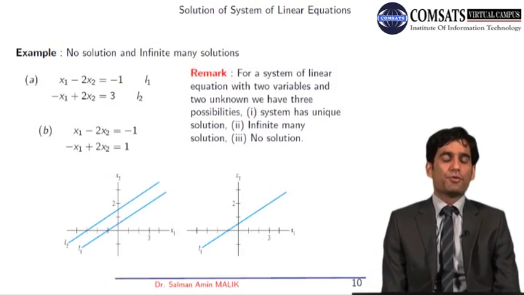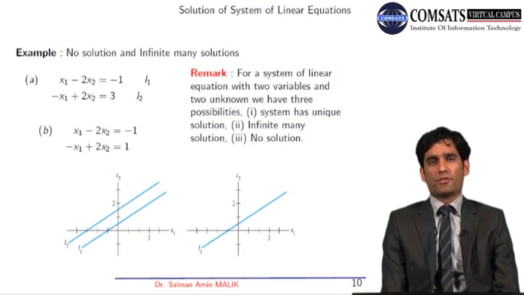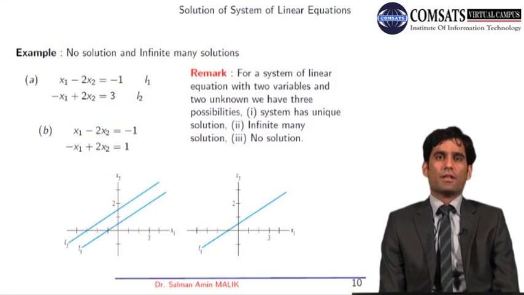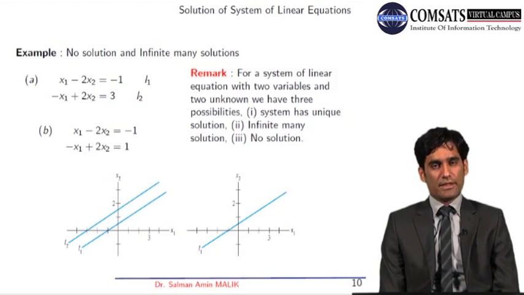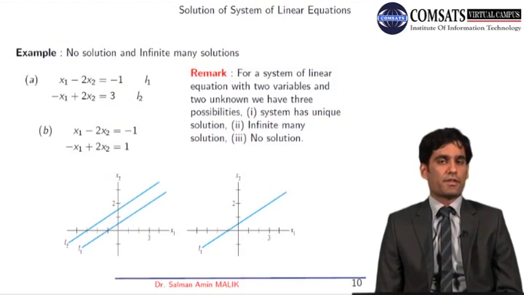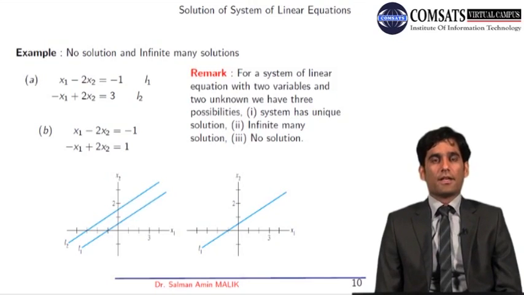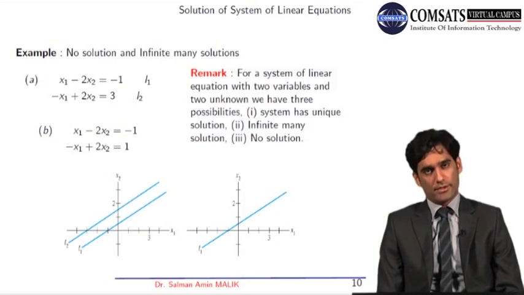So let's summarize what we have learned from these 3 systems of linear equations. The first system of linear equations has a unique solution, and the geometry of the lines was that the lines were intersecting. The second system has no solution, and the lines are parallel. And the third system has infinitely many solutions, and the geometry was that these were 2 overlapping lines.